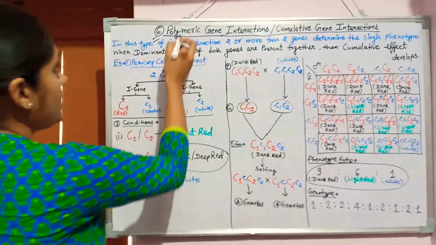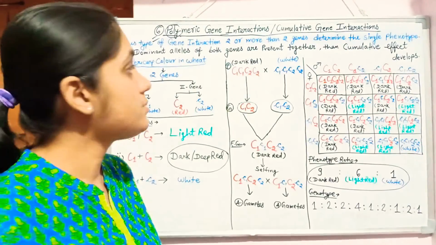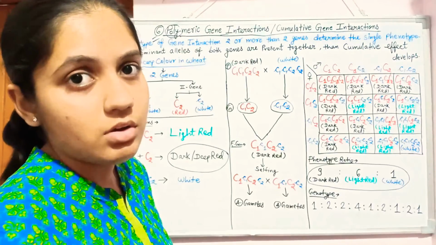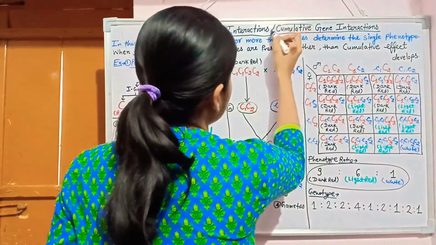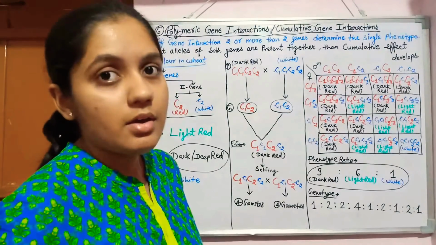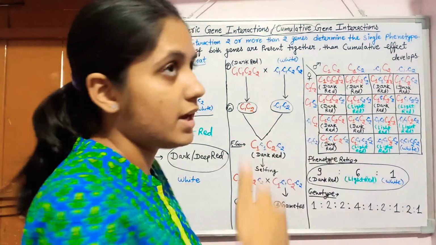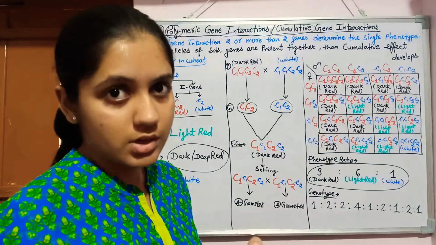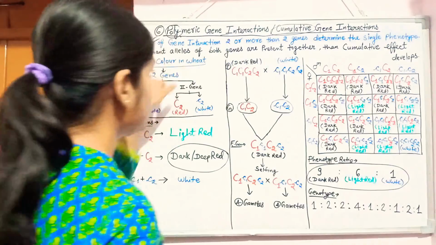So polymeric means, poly means many. So here many genes, meaning two or more than two genes, are involved. It is also known as the cumulative gene interaction. Cumulative means one shows its character when it is mixed with another thing. You can understand it by this example.